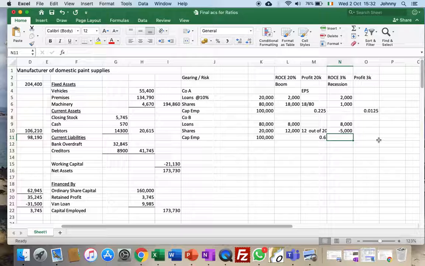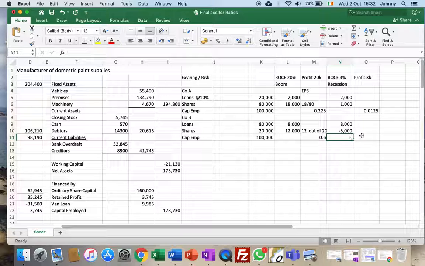What does that mean in reality? Well, we're going to have to start selling some of our vehicles, our premises here, maybe our machinery. We're going to sell off some of our assets just to keep ourselves afloat and to be able to pay the interest on our loans. So if we have to sell premises, then that means our business isn't going to be able to operate as efficiently. If we have to sell some of our vehicles, we won't be able to sell as many goods or deliver as many goods. So that's a bit of a problem.